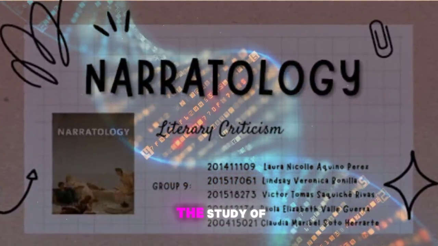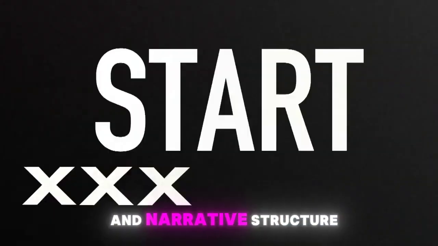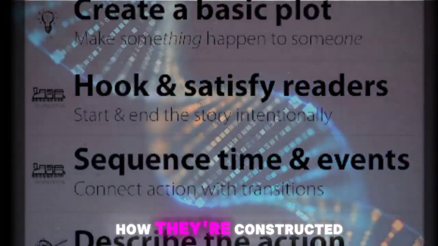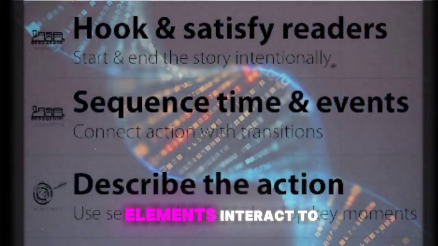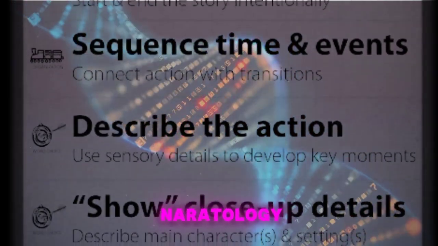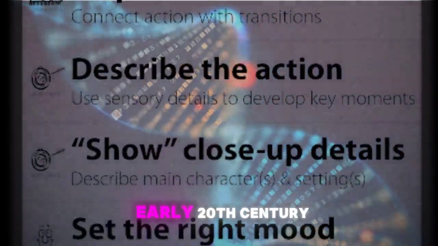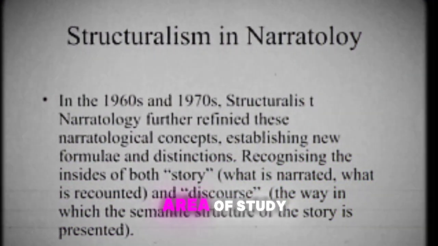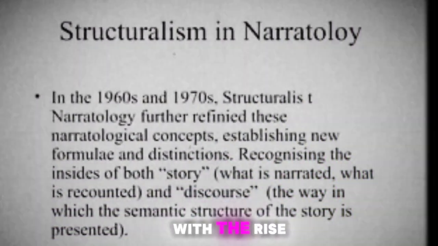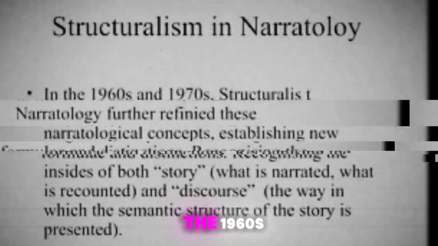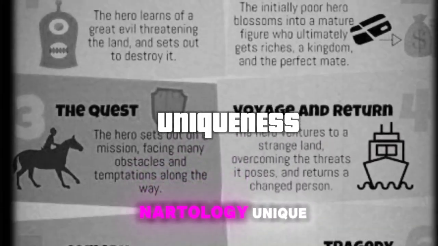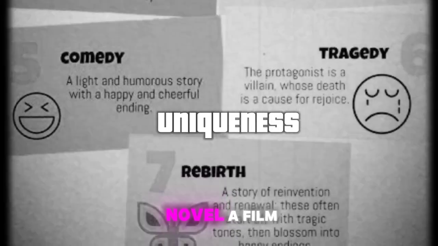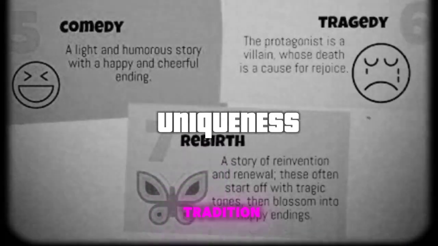Narratology is essentially the study of narrative and narrative structure. In other words, it's the discipline that helps us understand how stories are told, how they're constructed, and how their elements interact to create meaning. The origins of narratology can be traced back to the early 20th century, though its formal recognition as a distinct area of study didn't happen until later with the rise of structuralism in the 1960s. But what makes narratology unique is its application across all forms of storytelling, whether it's a novel, a film, a poem, or even an oral tradition.